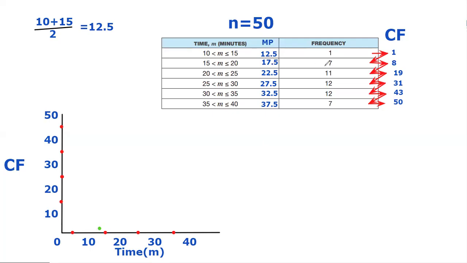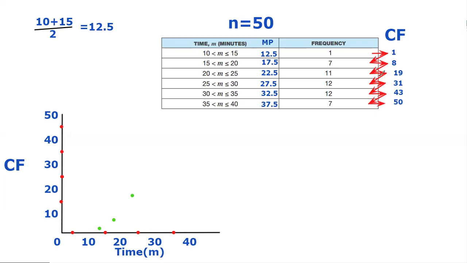Second point, we have 17.5 and 8. So 17.5, this is 15, 16, 17, 17.5, and 8, which is over here. Next, we have 22.5 and 19. So 22.5, that's 25. 22.5 should be over here, and 19 should be over here. Something like this. I know it might not be that accurate because I don't have boxes and grids. It's going to be easier for you because you have your own grid.